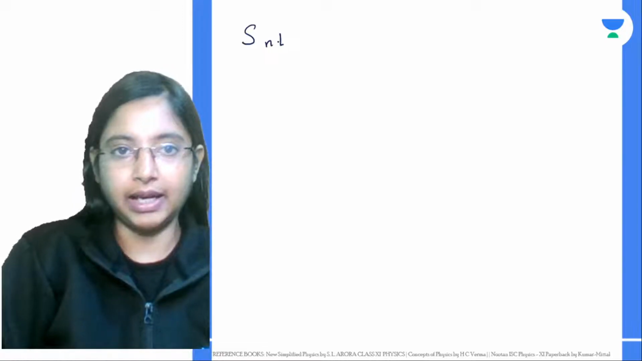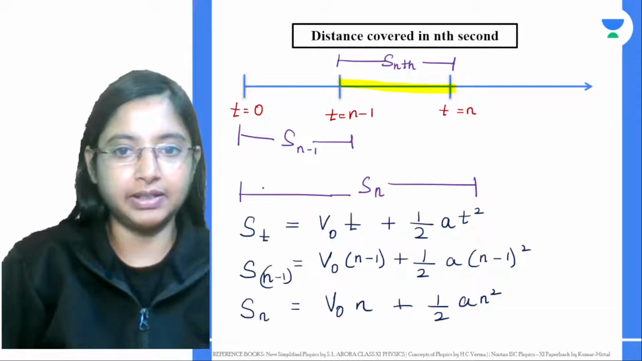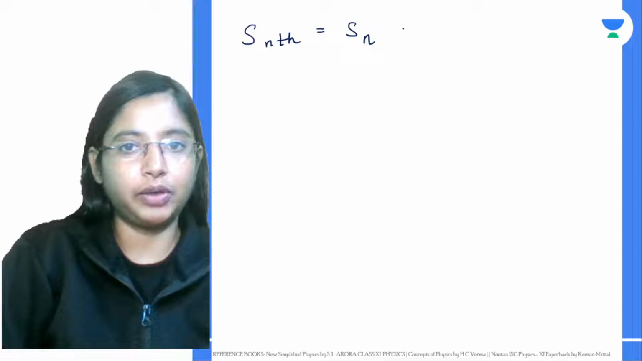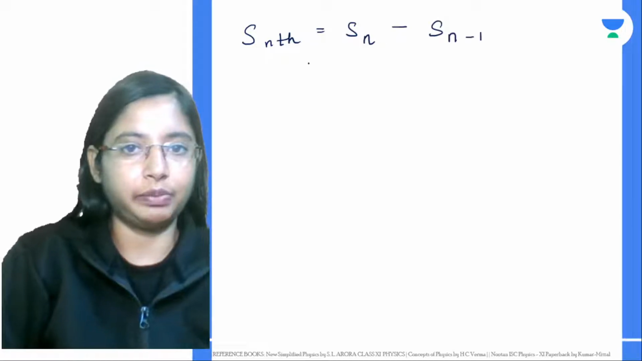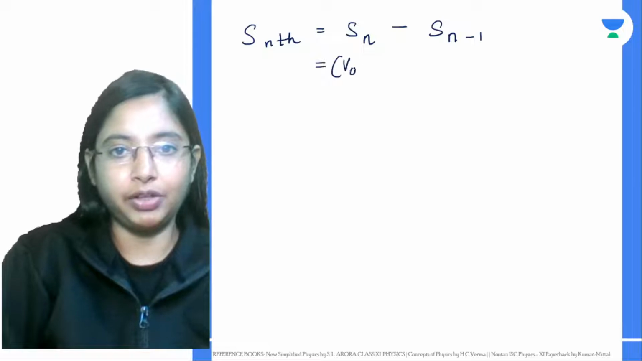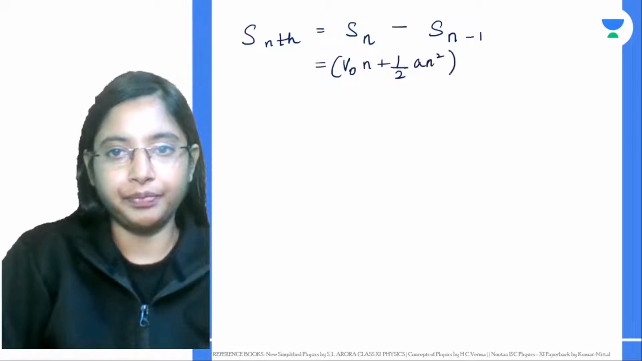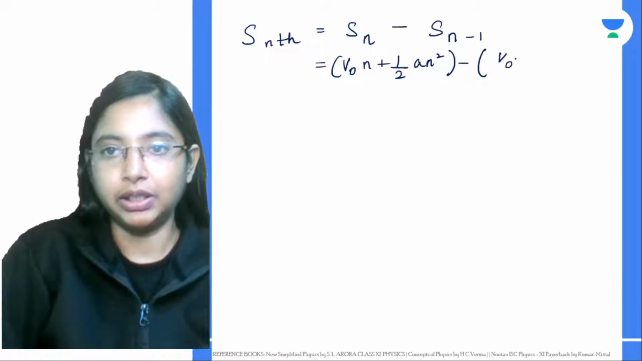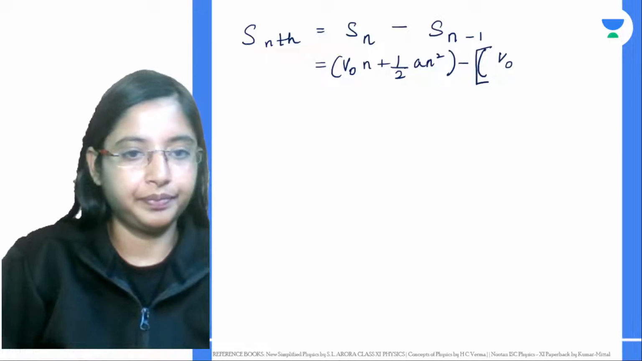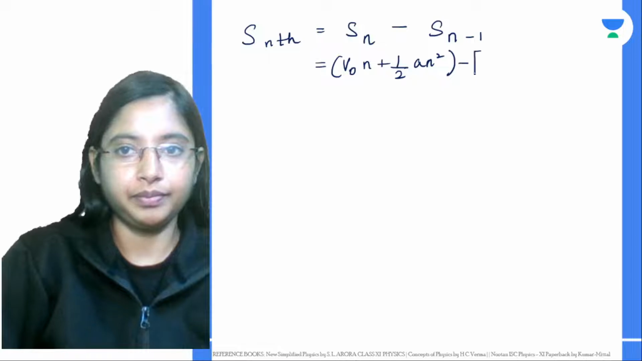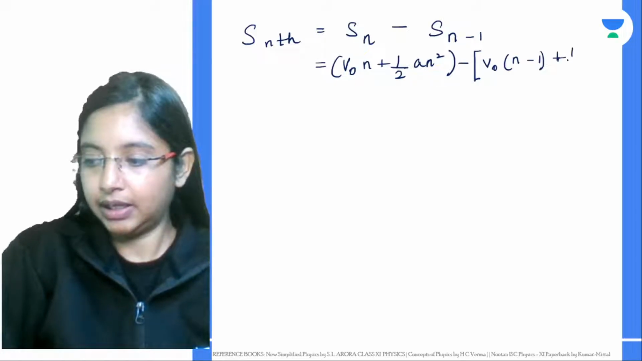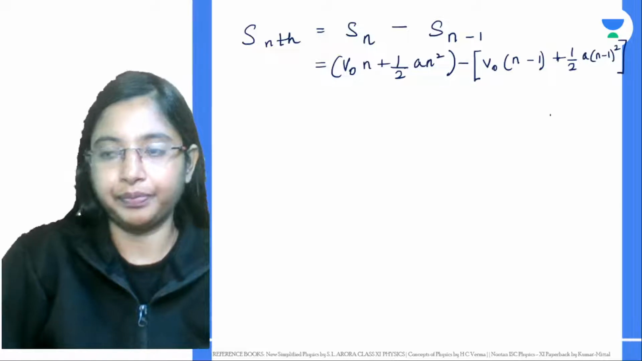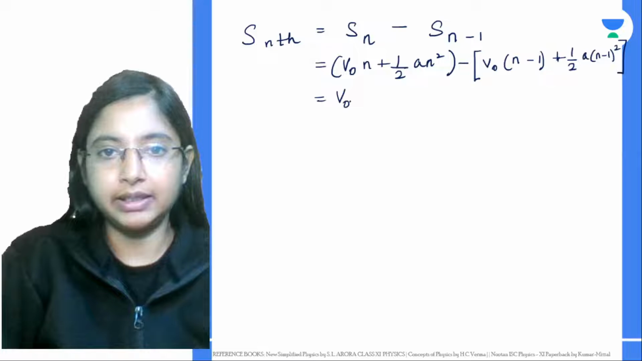So let's do that. The distance traveled in the nth second is given by Sn, the distance traveled in n seconds when t is equal to n seconds, minus the distance traveled when t is equal to n minus 1 seconds. And we have the equation for the same. This is given by v naught n plus half a n square, minus v naught into n minus 1 plus half a into n minus 1 the whole square. So this equation stays as it is.